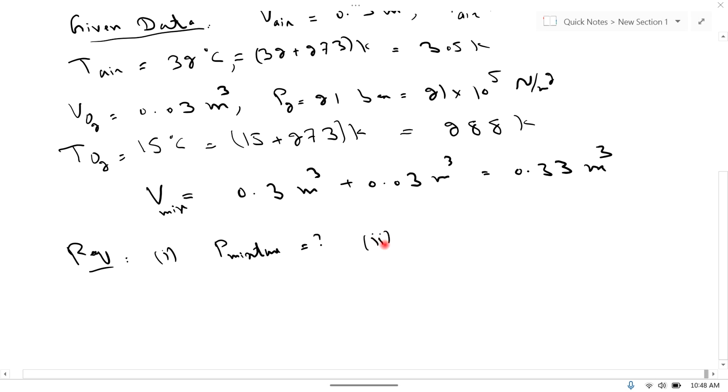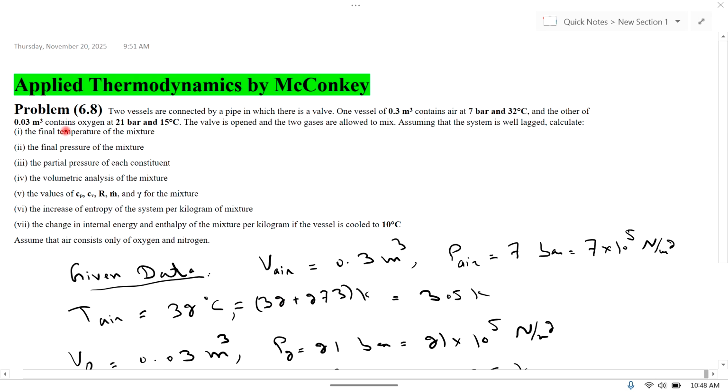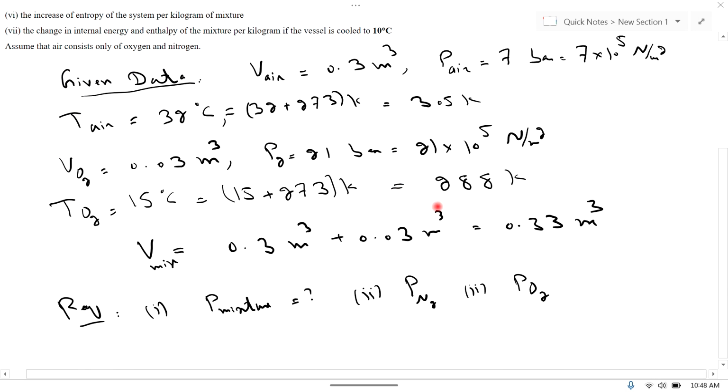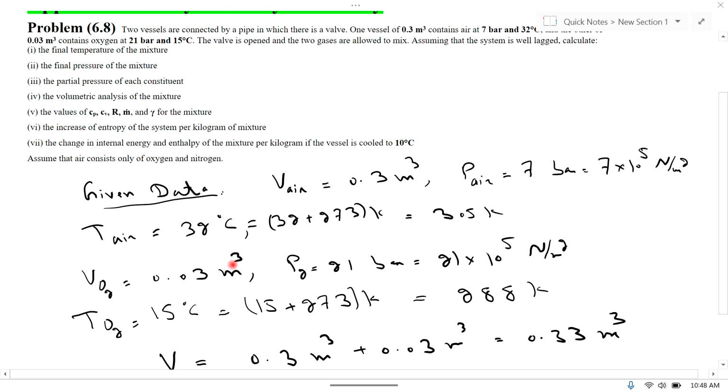Partial pressure of each constituent means find the partial pressure of nitrogen and oxygen, since in air there are nitrogen and oxygen. Number 2, partial pressure of oxygen. Some amount of oxygen is in air, 21%, and the other part of the mixture is oxygen. It is already described that the other vessel contains oxygen at 21 bar and 15 degrees centigrade.